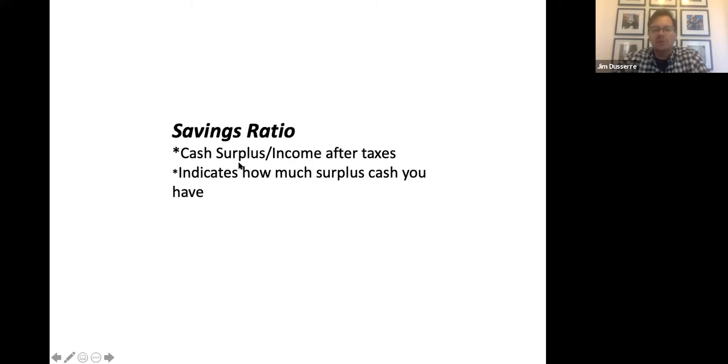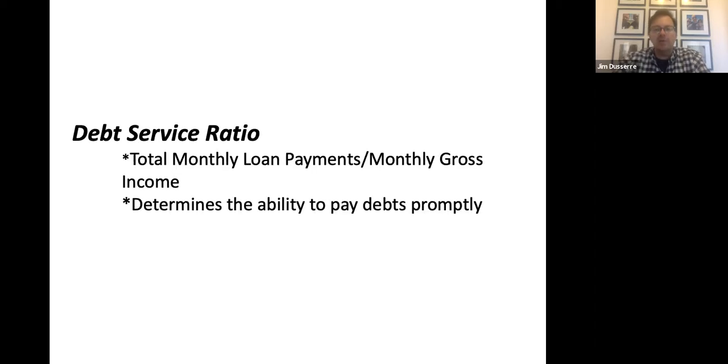Savings ratio: your cash surplus divided by income after taxes. It doesn't really matter. I don't even know why I put this up here. It indicates how much surplus cash you could have. Debt service ratio, this is actually an important one for when you're going to potentially get loans. It's your total monthly loan payments over your monthly gross income. This determines the ability to pay debts promptly.